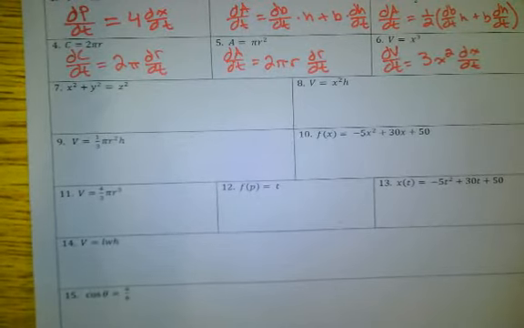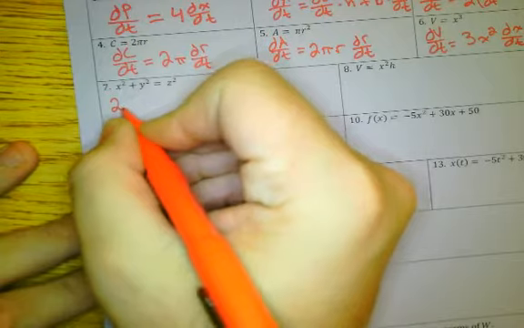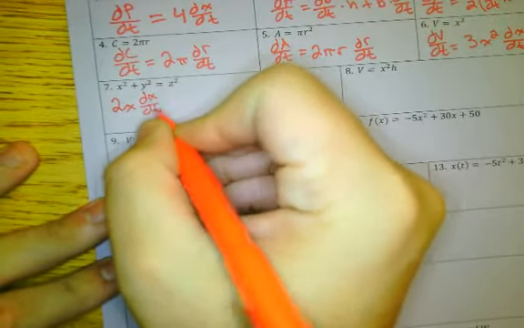What does 7 represent? That Pythagorean theorem thing. So what's the derivative of x squared? What about y squared?